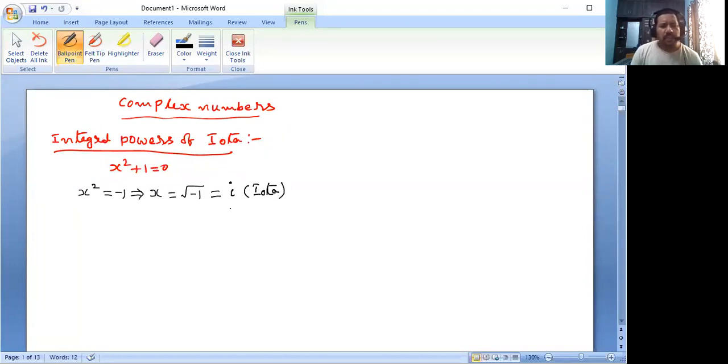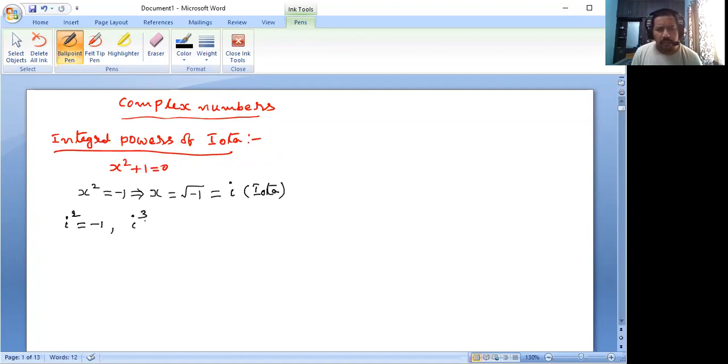Okay. So x square plus 1 is equal to 0. x square is equal to minus 1. x is equal to root minus 1. So root minus 1 generally does not exist. That's why they introduced a new complex number. In place of root minus 1, take i. So here, squaring on both sides, you will get i square is equal to minus 1.